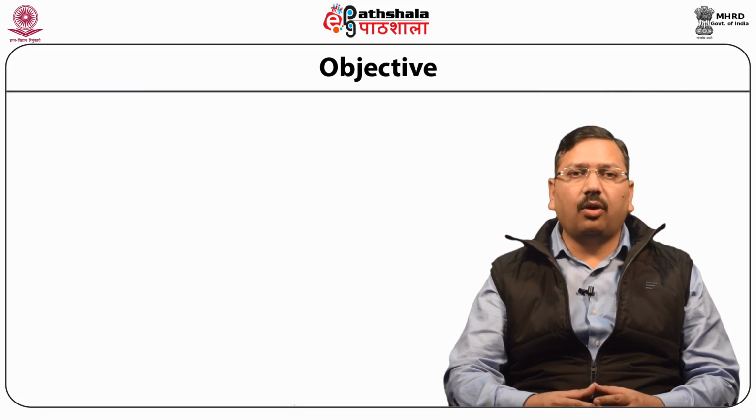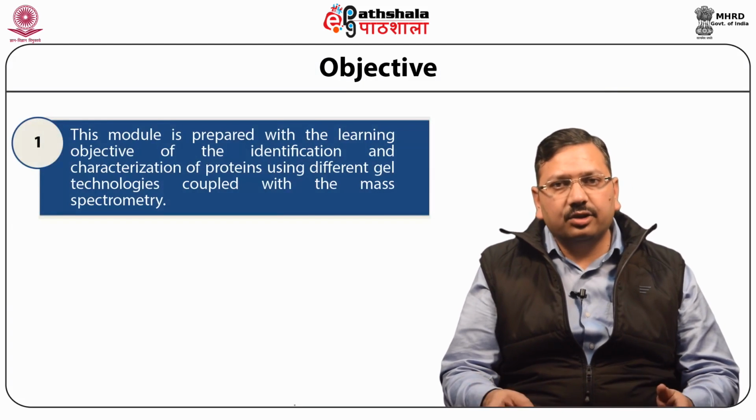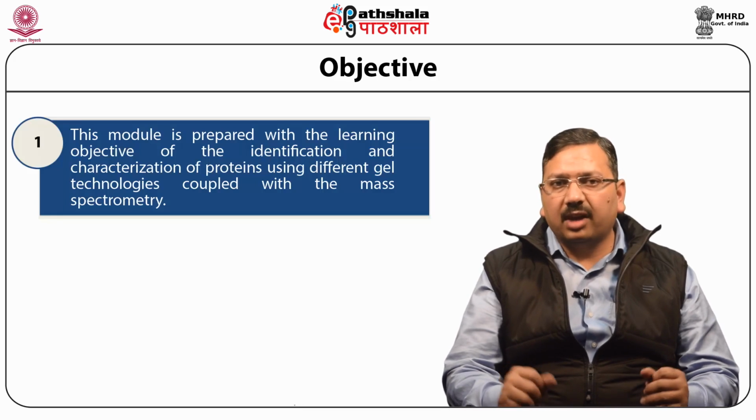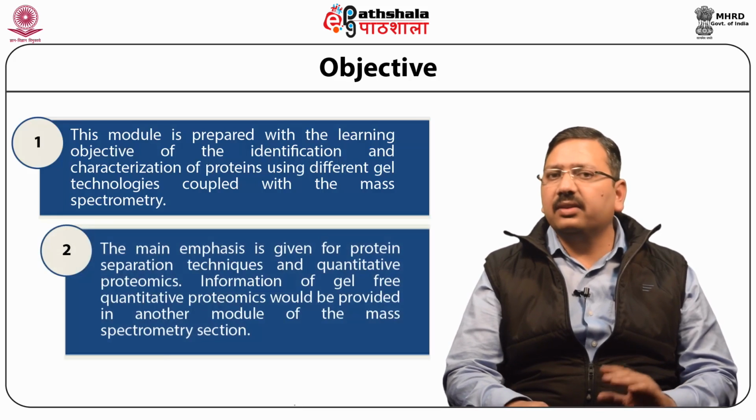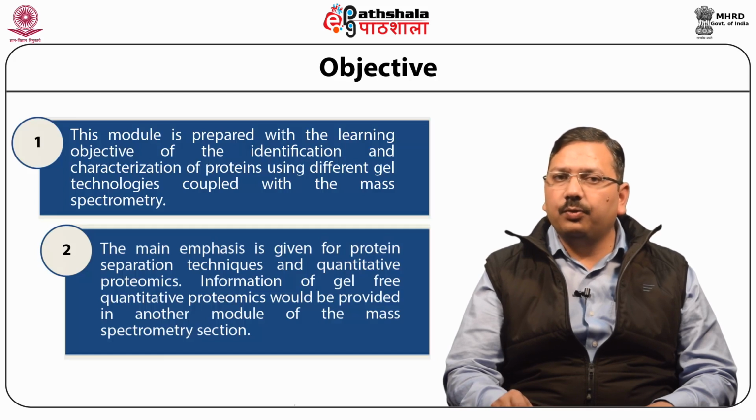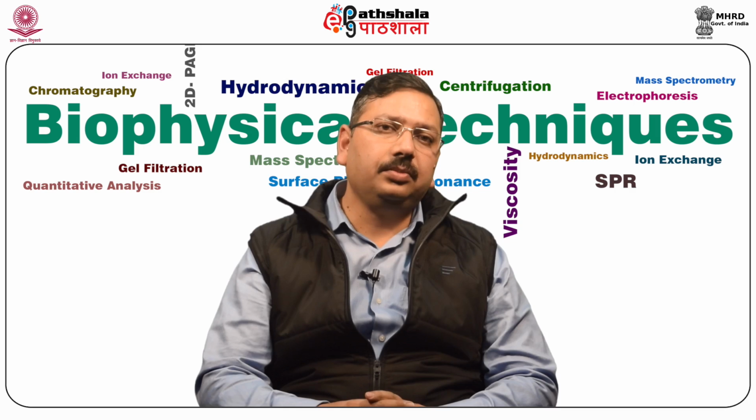The learning objectives of this module are to prepare for identification and characterization of proteins using different gel technologies coupled with mass spectrometry. The main emphasis is given to protein separation technologies and quantitative proteomics. Information related to gel-free quantitative proteomics will be provided in another module of the mass spectrometry section.